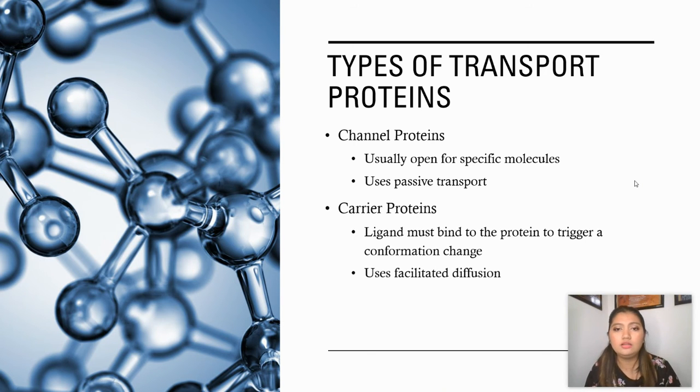The second kind of transport protein that we have is a carrier protein. A carrier protein is a little bit different because it's not always open. It needs to have a ligand bind to it, which will allow it to open and close. It does still follow the rules of diffusion, which means that we're going from high to low concentration. However, since the carrier is helping with the diffusion, this is then considered to be facilitated diffusion. So those are the two main types.